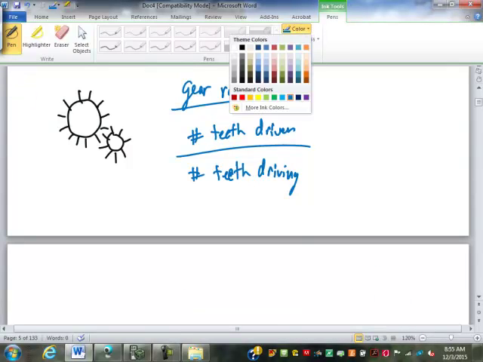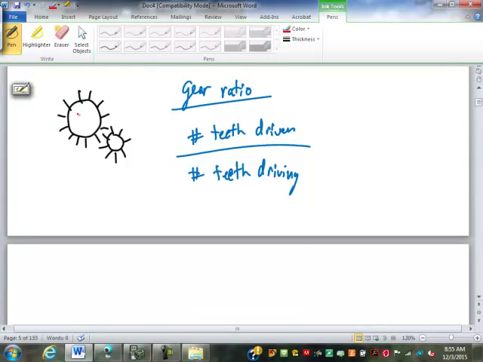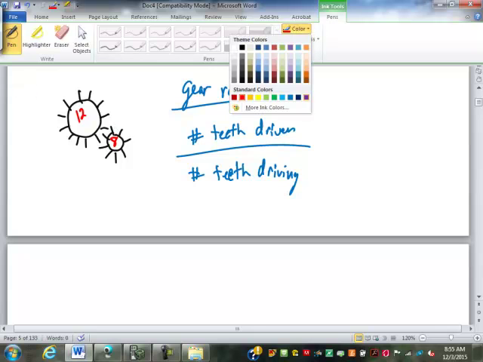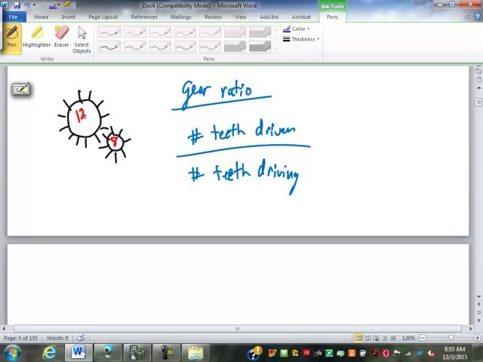So anyway, this one has, if I count them, 12 teeth here. This one has 8. How do I know which one is driven and which one's driving? Well, at this point, I need more information. So back to the artwork. That's a shaft, pretend.